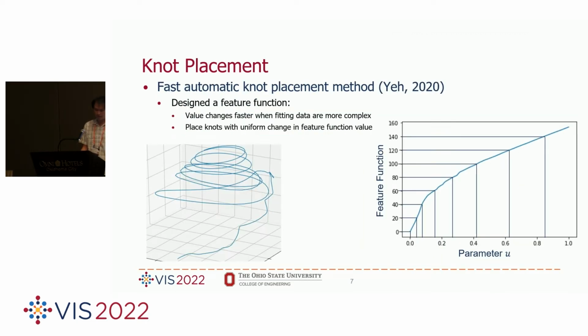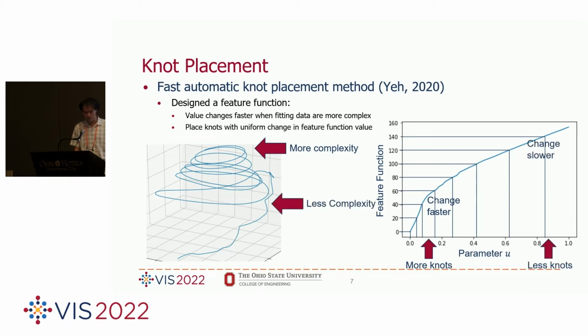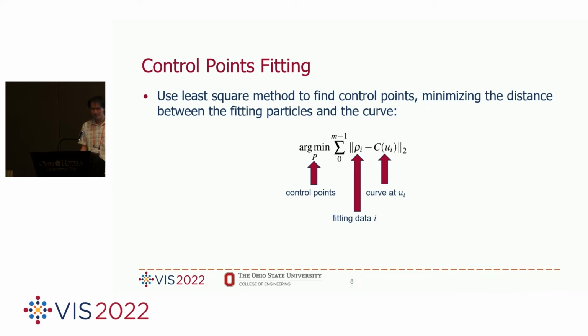We use a node placement method proposed recently by IEEE. A feature function is designed to define curve complexity, such that the values of this function change faster when the fitting data are more complex, and more nodes are placed at those regions. In this example, we observe that when the curve structure exhibits more complexity, the feature value changes faster and more nodes are placed. And when the curve is less complex, we have slower value change and then fewer nodes are placed. So having decided node positions, we fit the control points using the least squares method, minimizing the distance between the particle positions and the curve.